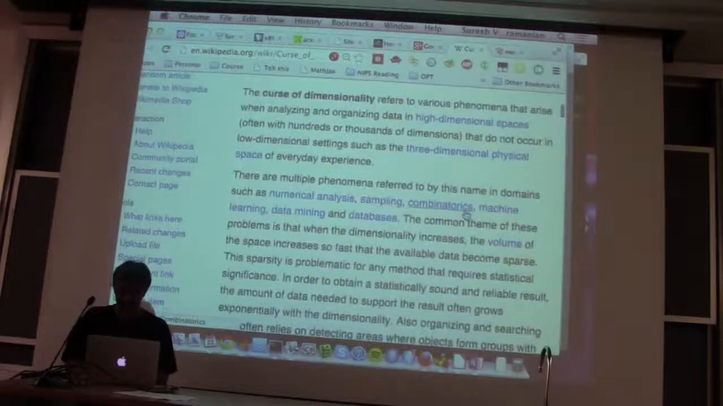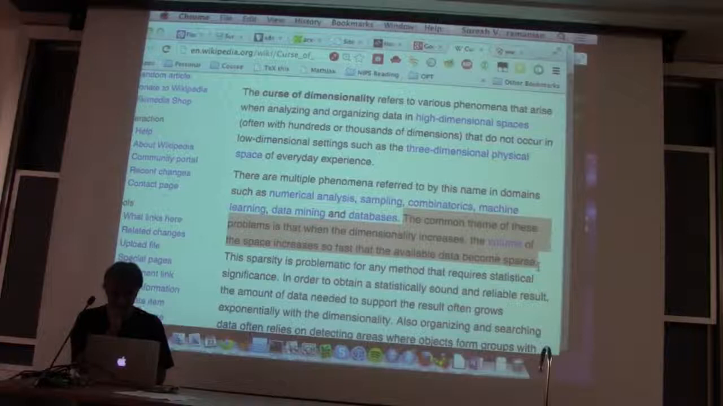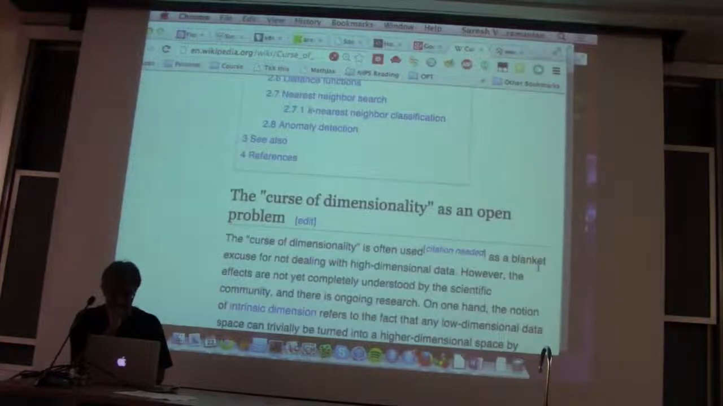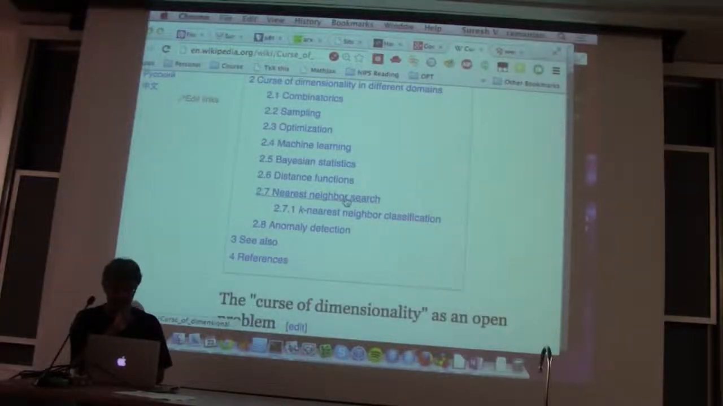So I'm reading maybe relatively quickly compared to what you might do, but I'm just skipping ahead to see what this looks like. So that seems important. I'm not sure why, but it seems to be an issue. The curse of dimensionality is a blanket term. It is also something I don't understand. Oh, nearest neighbor search. Let's look at this.